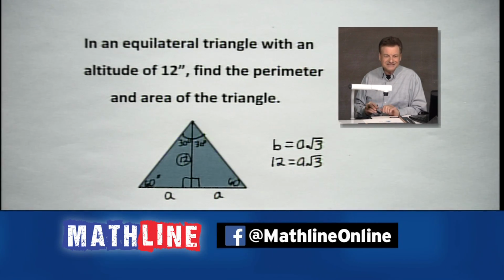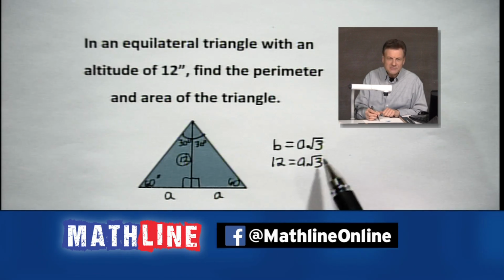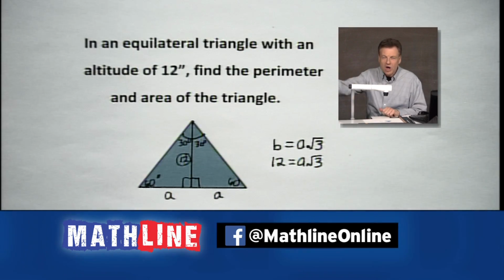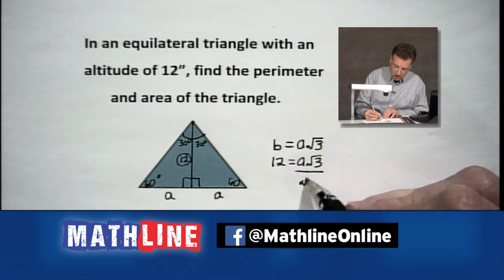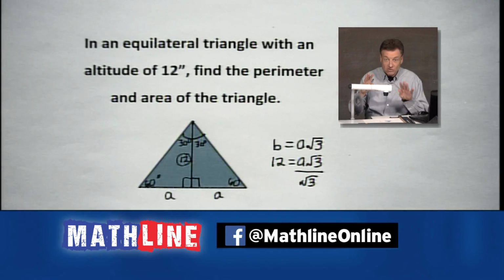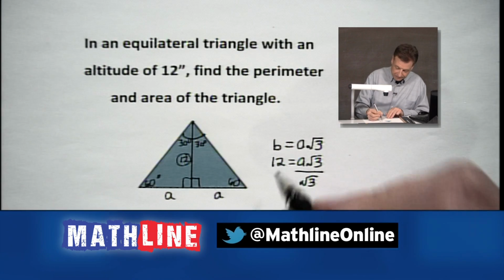Uh-oh. There's always an uh-oh, isn't there? Next thing we've got to worry about is, how do we get A by itself? That says A times this crazy radical square root of 3. We would like to have A by itself. That means we got to divide both sides by that crazy radical square root of 3. So let's do it.